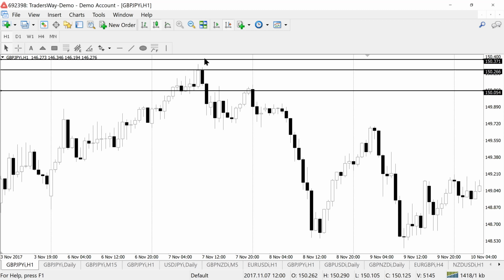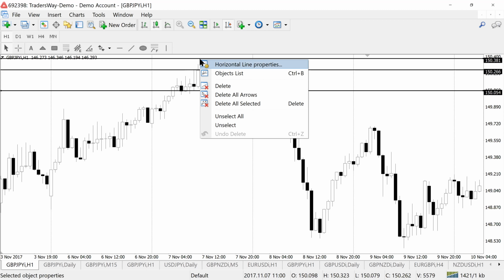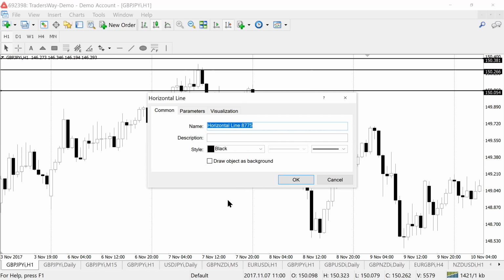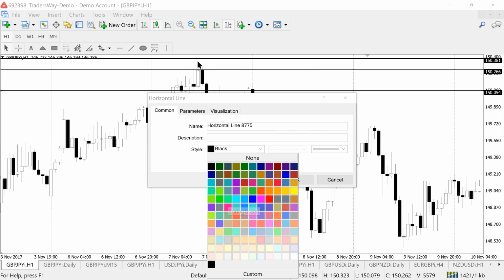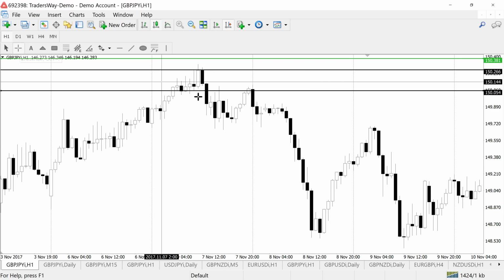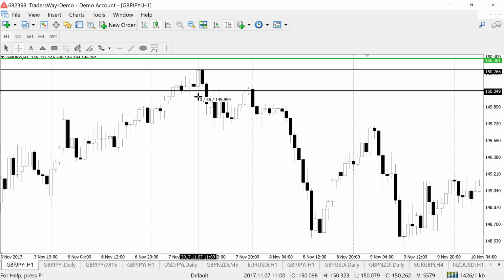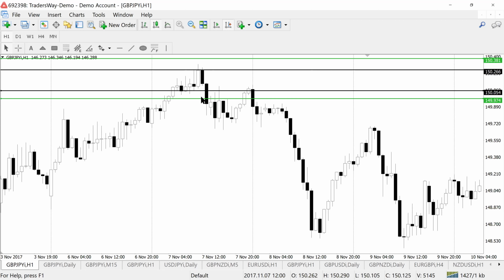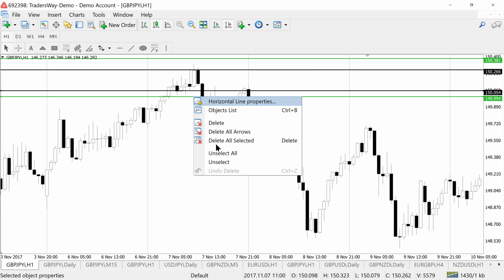153.82. Perfect. Right around the zone. Yes or no? Did we enter our buy stop? Put this for green if we hit our buy stop. Yes or no? Did we hit our buy stop? 5 pips below. Okay, 149.994. Okay, perfect. And put this for red for our sell stop.